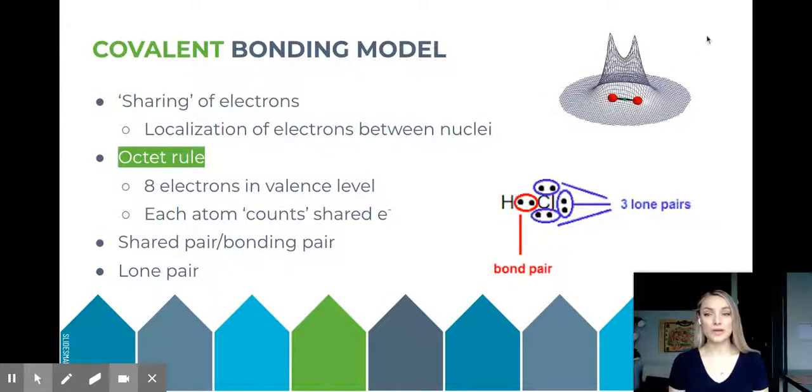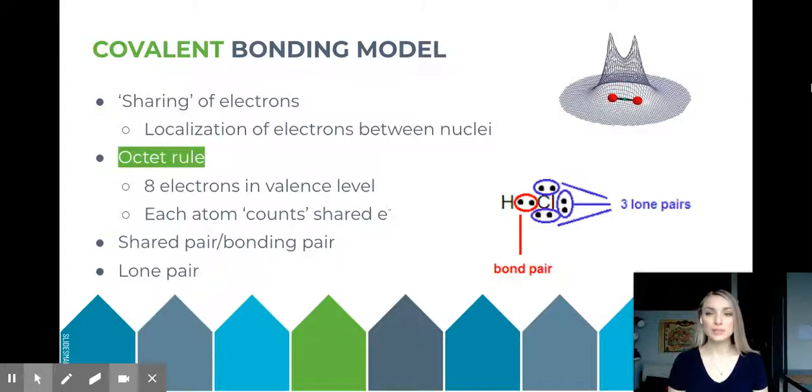We've already talked briefly about the basics of the covalent bonding model. Basically, the covalent bond is a sharing of electrons, with the sharing of those electrons being localized between the two atoms. So if we look at this relief diagram over here, we can see that around the nuclei is the area where we see the greatest electron density. However, when we have a covalent bond, we also see an increase in electron density between the two nuclei.